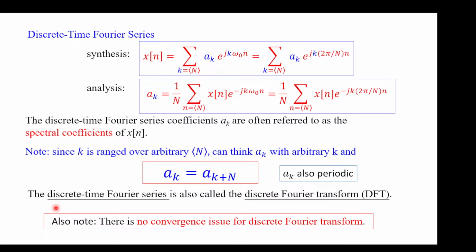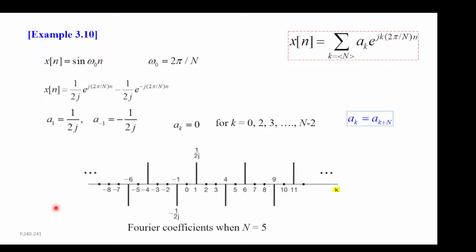Okay, and I guess let's go to some examples of how to find those Fourier series coefficients. The first example is a really easy one, just in the discrete case. This is an example where you can just eyeball the answer. So if your signal is sine omega n for some, okay.